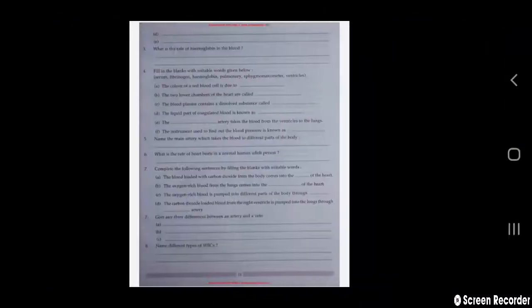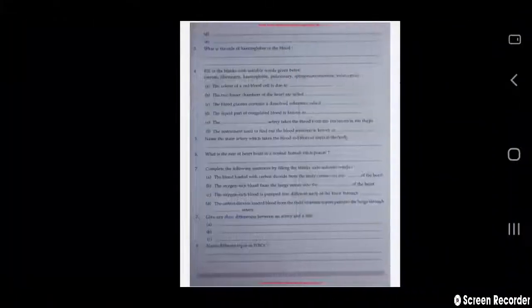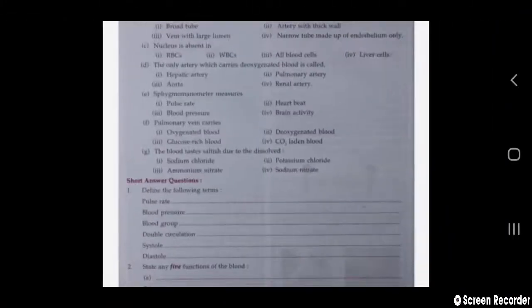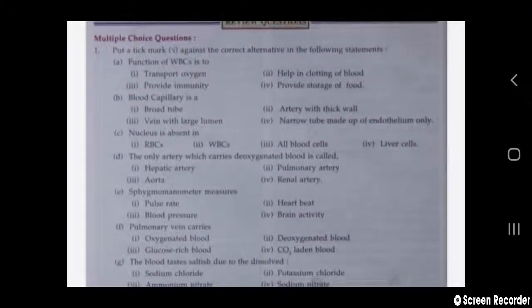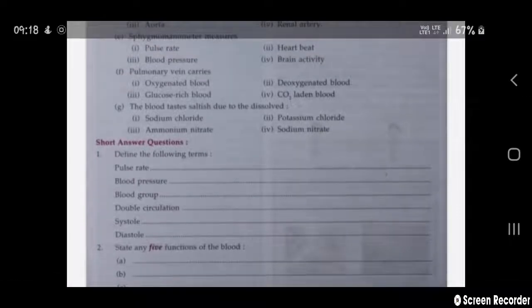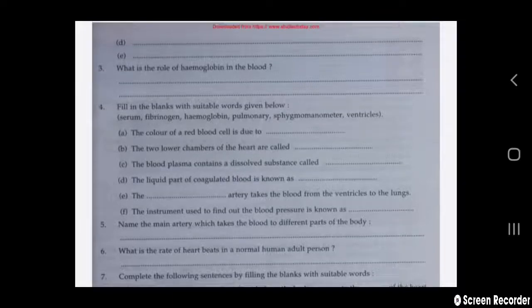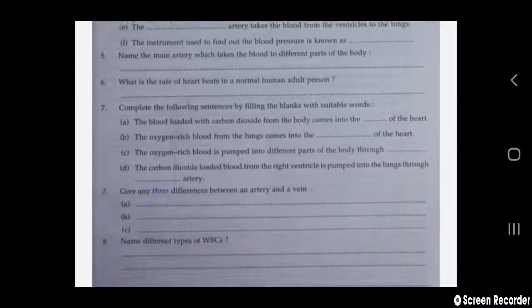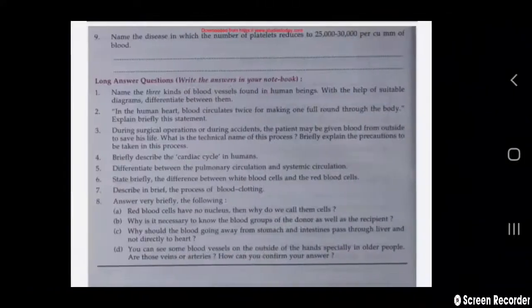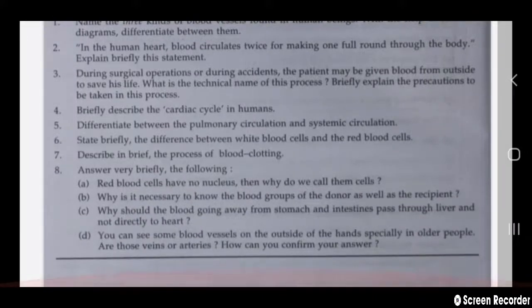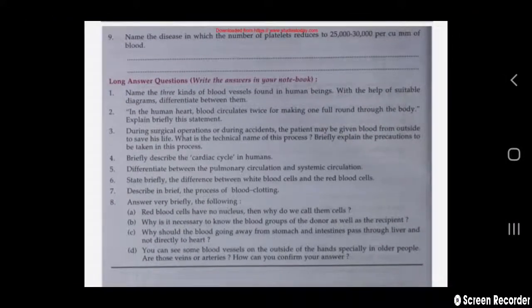So okay friends, this was your chapter. These are some of the questions of your chapter. You have to understand the topics I have explained, and write the answers for these questions. Once again I will say, this is the ICSE biology chapter, 8th standard biology first chapter, ICSE medium.